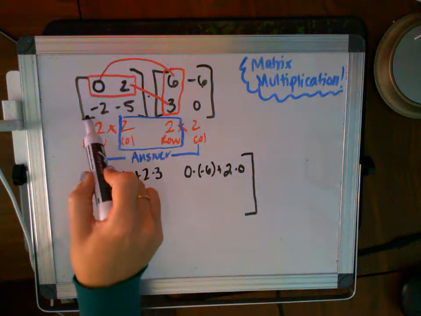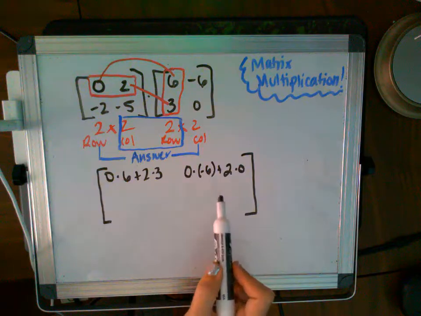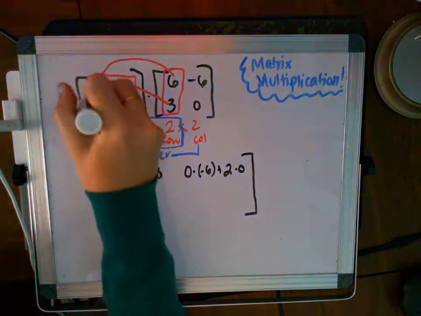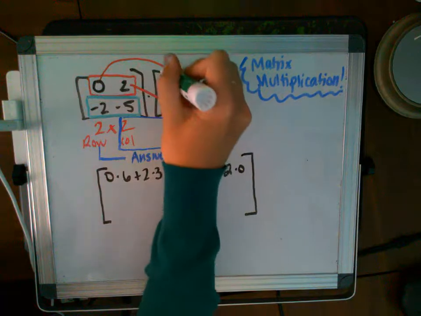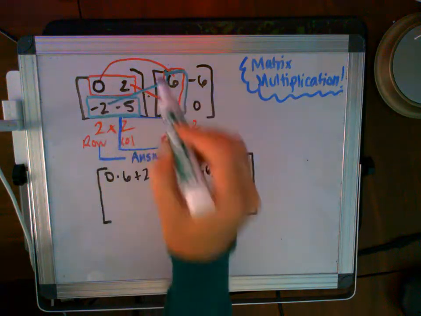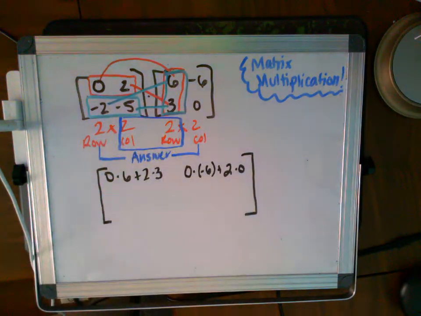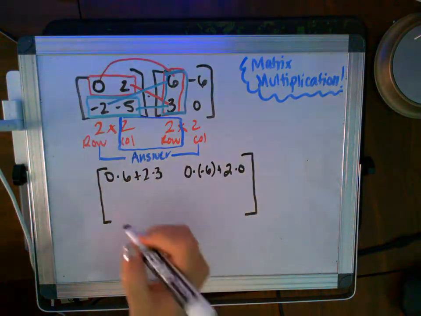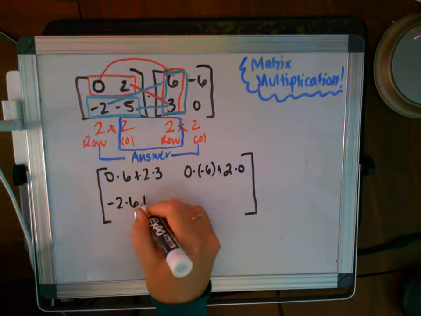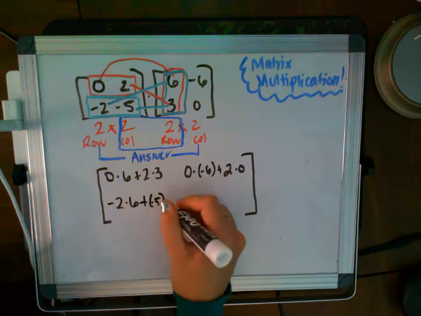Okay, so we multiplied row 1 by column 1, and we did row 1 by column 2. Now we're going to go to row 2. Those are going to be the answers here in row 2. So we're going to take this whole row, and now we're going to line row 2 up again with column 1. That's going to give us our answer for row 2, column 1. So negative 2 gets multiplied by 6, and negative 5 gets multiplied by 3. Let's write that down completely, and then we'll simplify at the end.